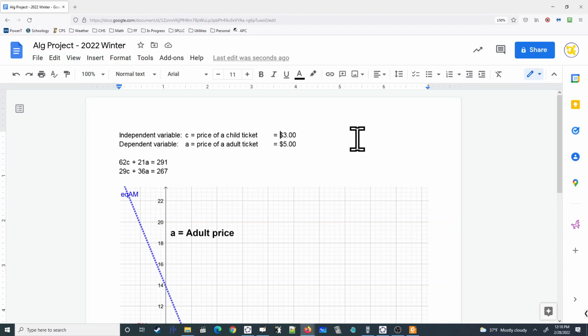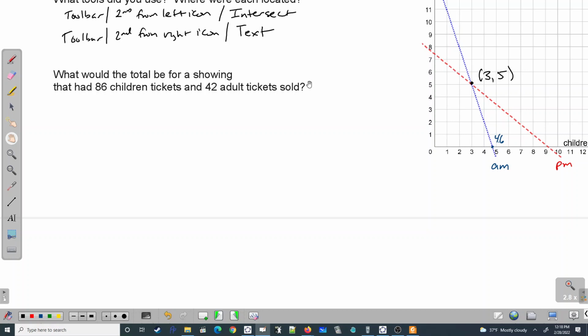Question D says, show the work and solution to the following problem on the electronic document. Well, I'm not going to do this one because I'm not doing the project. I'm doing, what would the total be for a showing that had 86 children's tickets and 42 adult tickets sold? The 86 got multiplied by 3. 42 got multiplied by, oops, that's supposed to be 5. It looks like an 8. So let me redo that again. And all you have to do is just say $468.